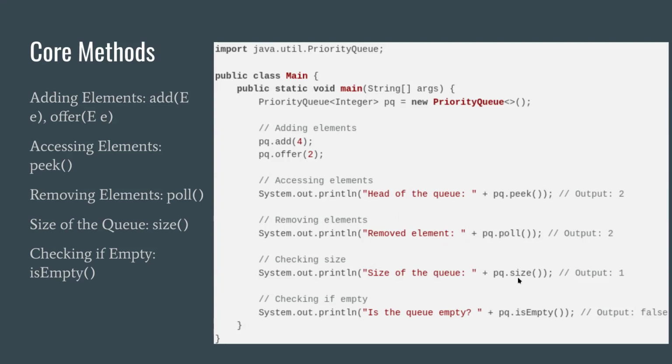And we have size method. And this will return the number of elements in the queue. And lastly, we have isEmpty, and isEmpty checks if the queue is empty.